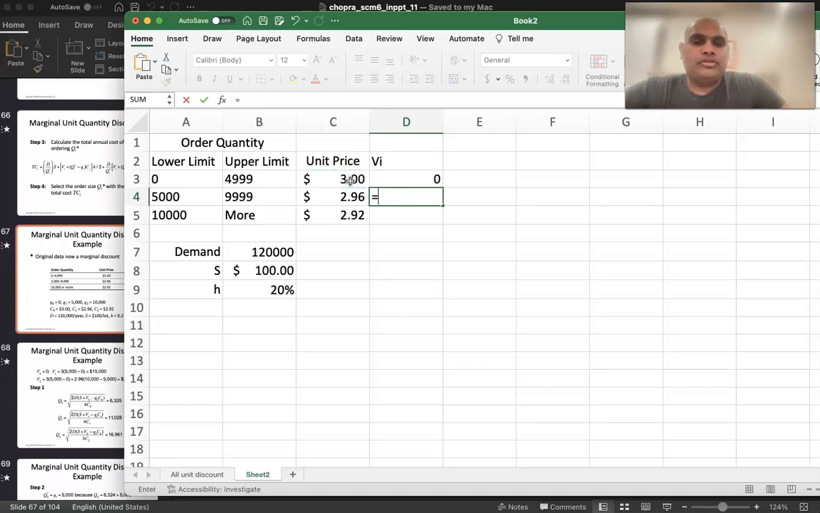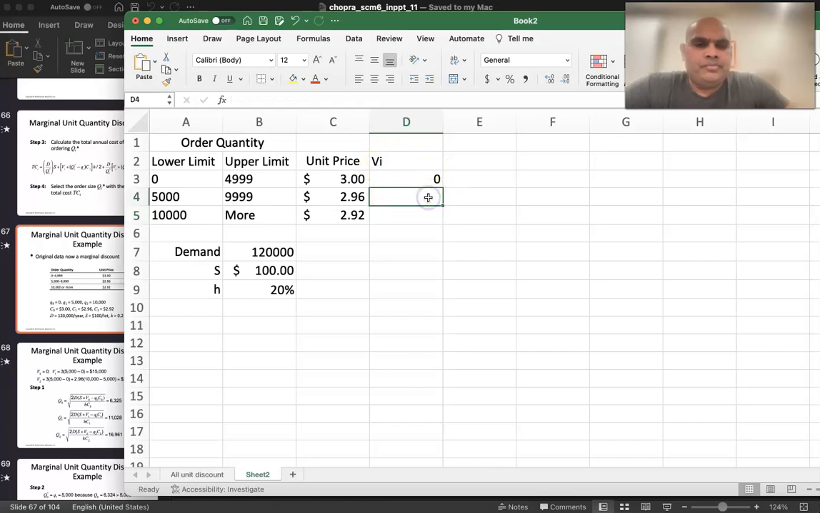So what does it mean? So what does calculating V0 here mean? Here we are saying that if I order 0 items, essentially I'm going to pay $0. That is what V0 essentially represents.